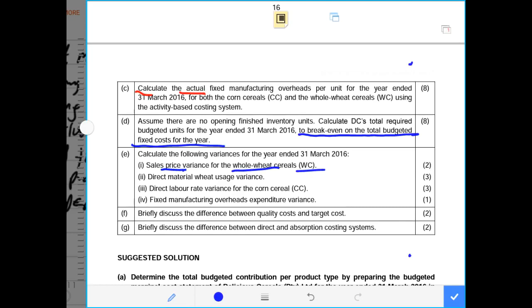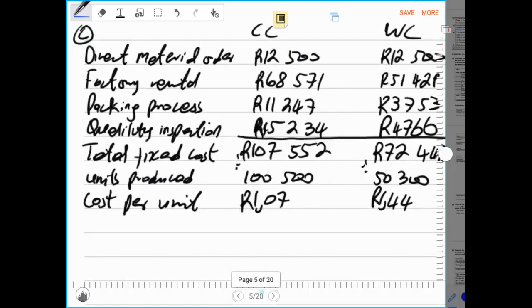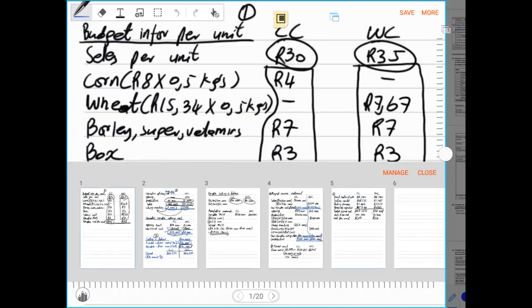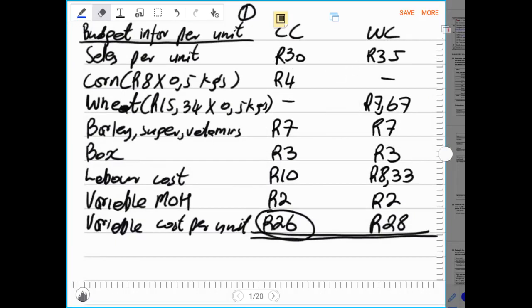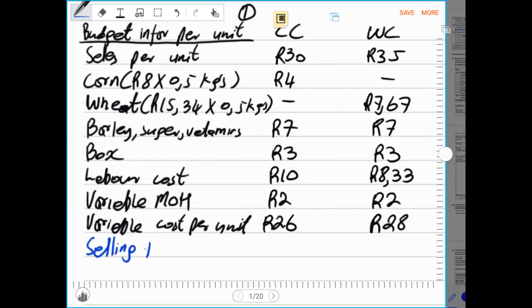So now we have to calculate first our contribution per unit. And remember, contribution per unit is selling price minus the variable cost. We already have our selling price per unit and we do have our variable cost, but our variable cost did not take into account selling and distribution. So now we just say selling plus distribution, or in fact selling and administration. Sometimes they will say selling and distribution.